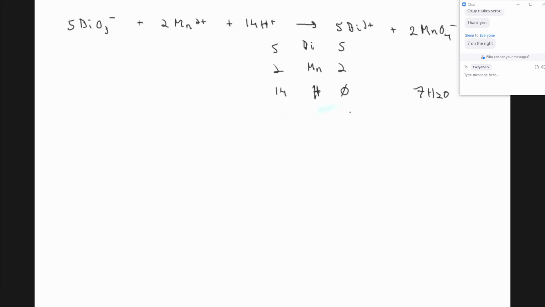So we end up just adding 7 waters. And now all we have to do is place in those aqueous for all these ions that are dissolved in solution. And now we have a perfectly balanced redox reaction. Cool.